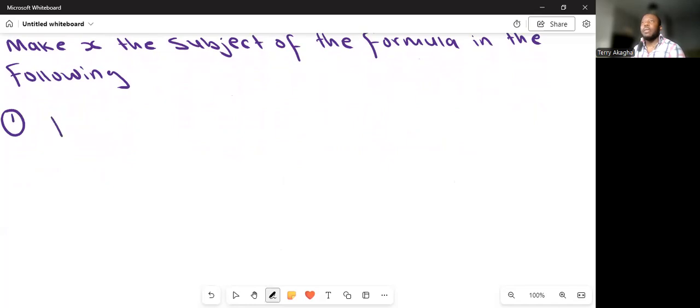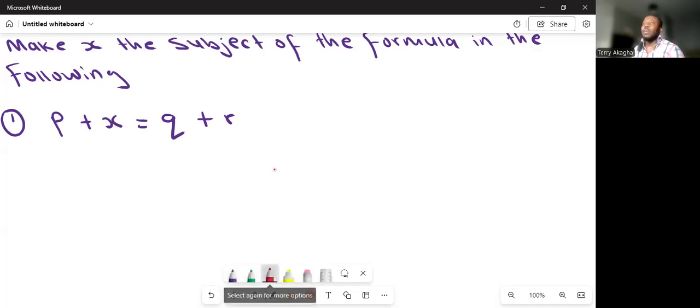So the first one I have is P plus X is equal to Q plus R. Are you seeing it? P plus X is equal to Q plus R. So remember I told you that we need to make X the subject and X has to be alone on one side of the equation. And so that means we need to get rid of this P. So how do you get rid of the P? Then you have to subtract P from both sides.